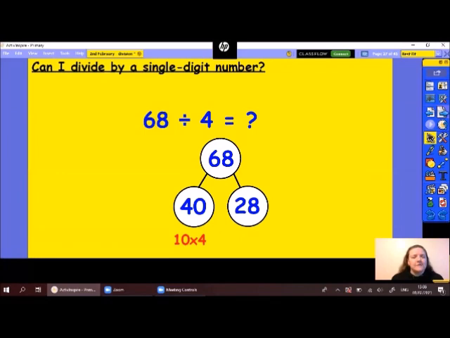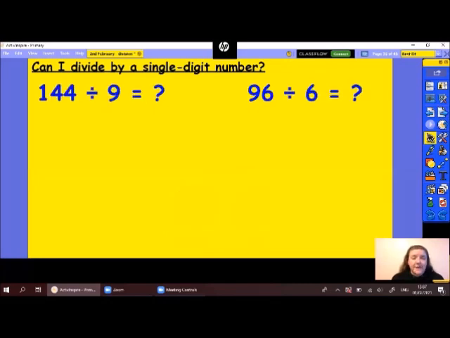And how many 4s make 28? Again, pause the video if you need to work it out. By working through my 4 times table, I know that 7 4s are 28, so I've written that underneath. So really what I've got here, 68, is built up of 10 4s and 7 4s. So the 10 and the 7 are the important numbers. I've got 10 lots of 4 and 7 lots of 4. So how many groups have I got in total? I've got 17. So that's my answer.